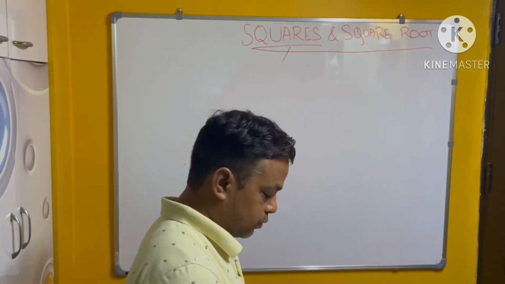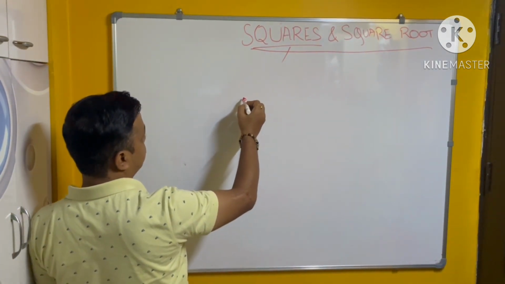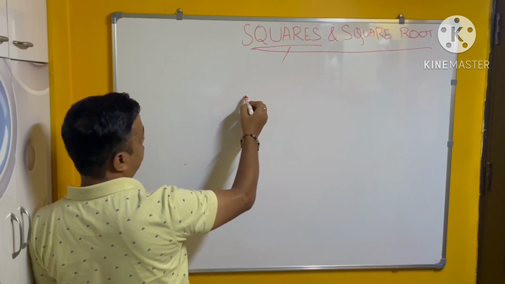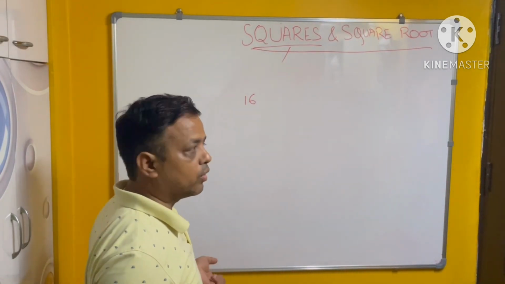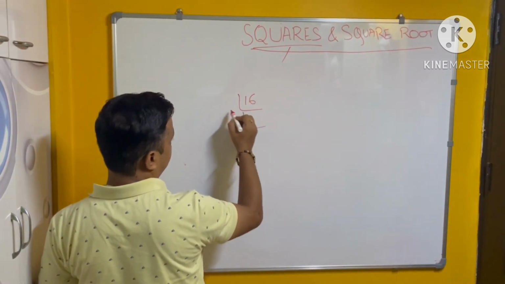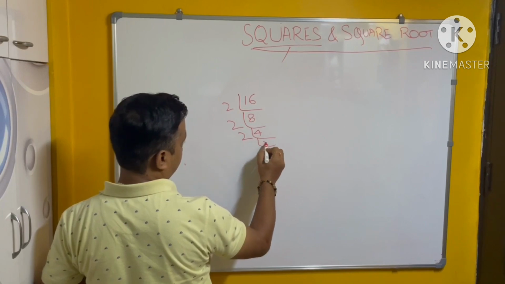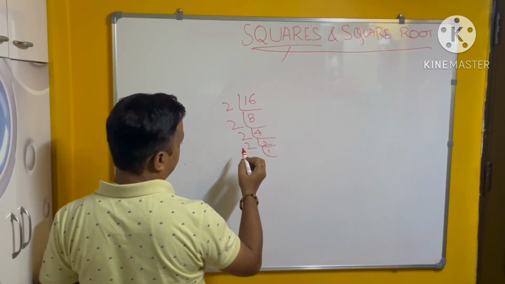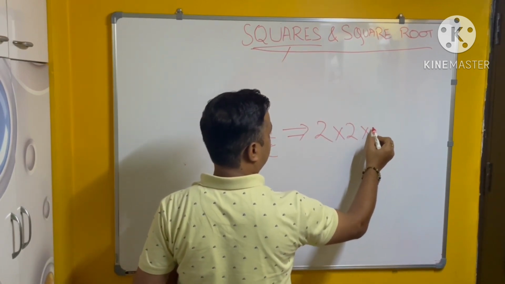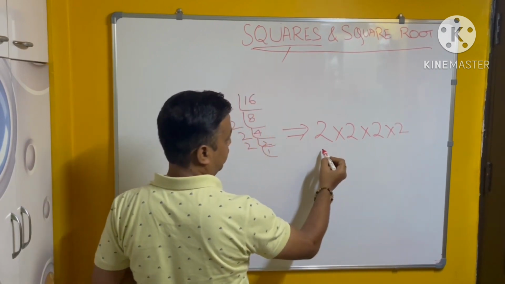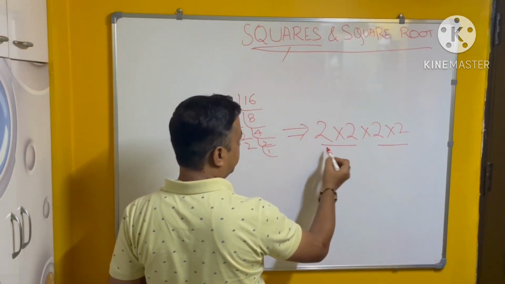Suppose we have some number, say 16, and we want to know whether it is a perfect square or not. So what we need to do is factorize it. What is the factorization for this? 2 into 2 into 2 into 2, and if we pair it, 2 and 2, right? So basically this is a perfect square.